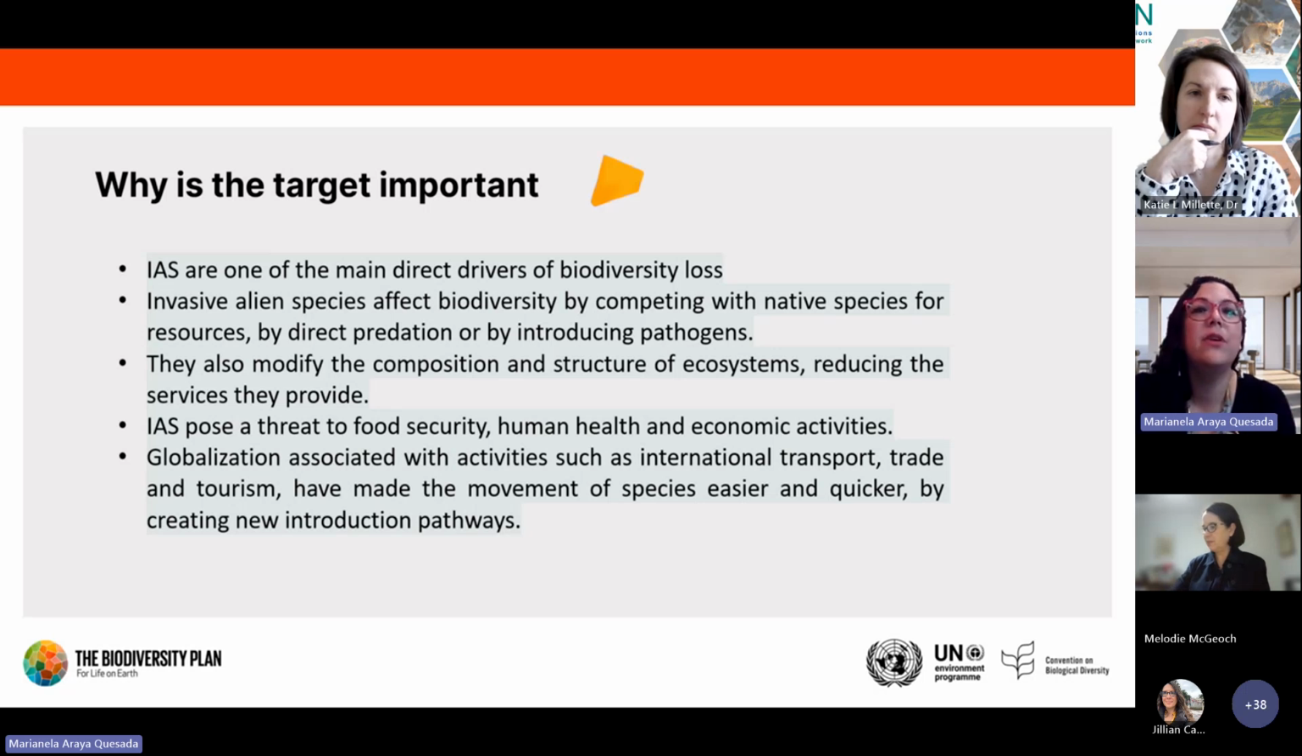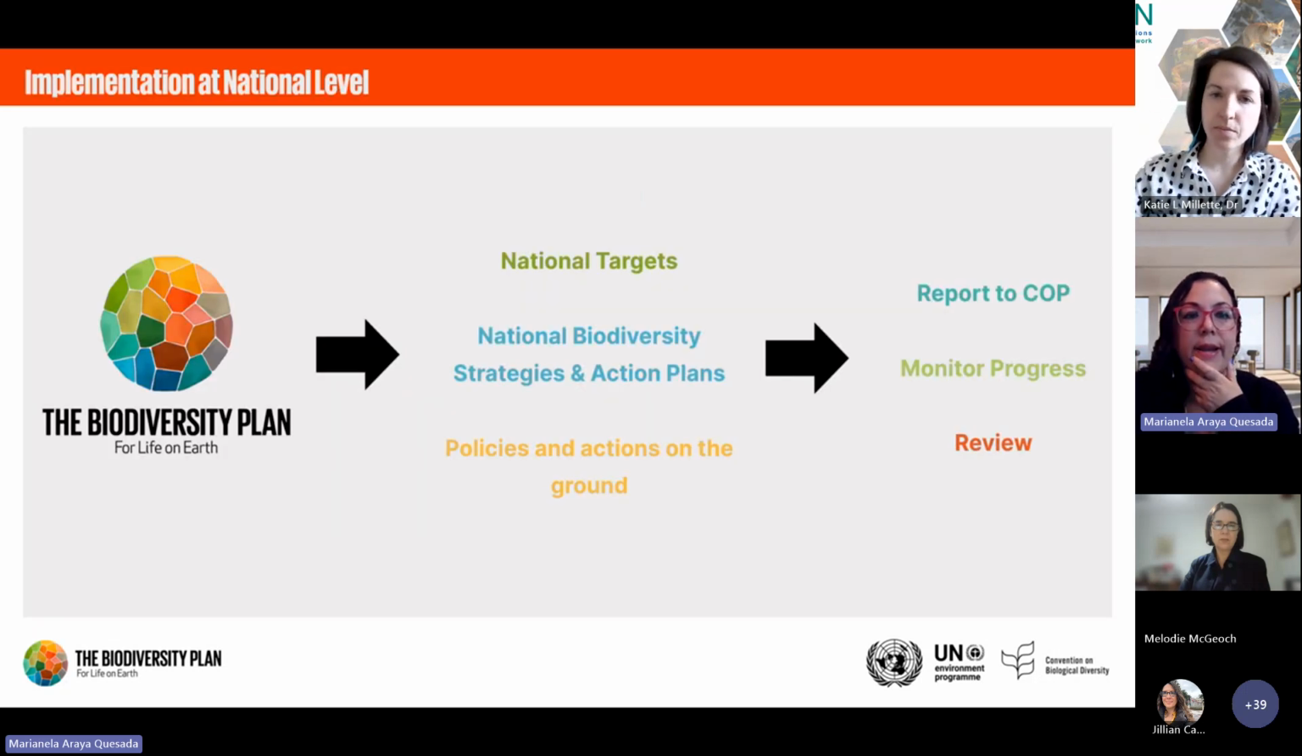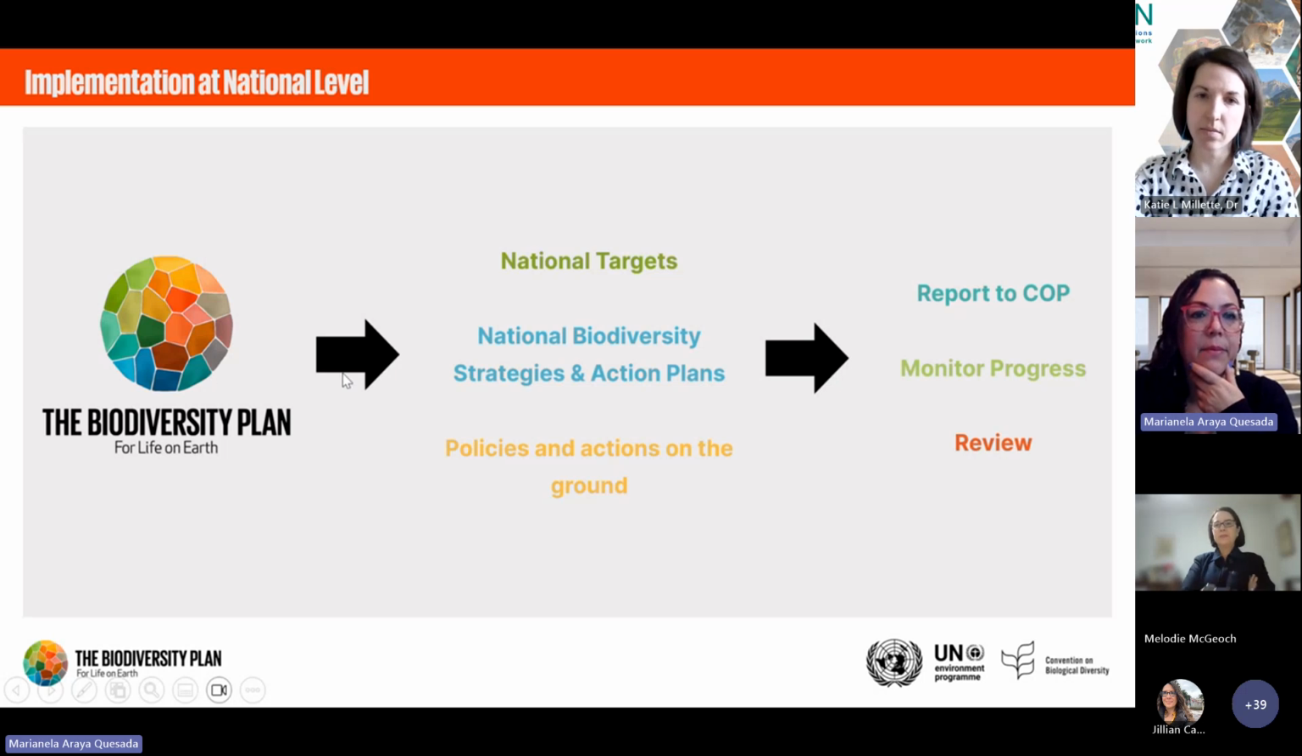And because we live in a globalized world where international transport, trade, and tourism are increasing every day, the movement of species has been made easier and quicker. That creates new pathways of introduction at a very quick speed. So that means that we really need to act now to address the target and to be able to have tangible results by 2030.